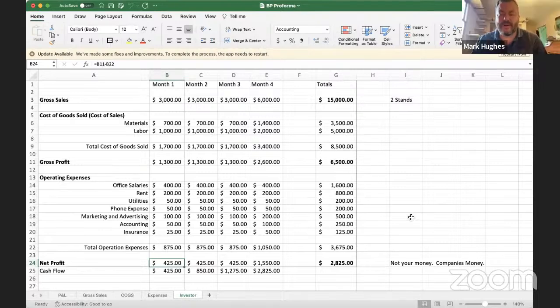But on paper, in your spreadsheet, even if you don't have the money to pay yourself, you need to show it as a credit in your bookkeeping.